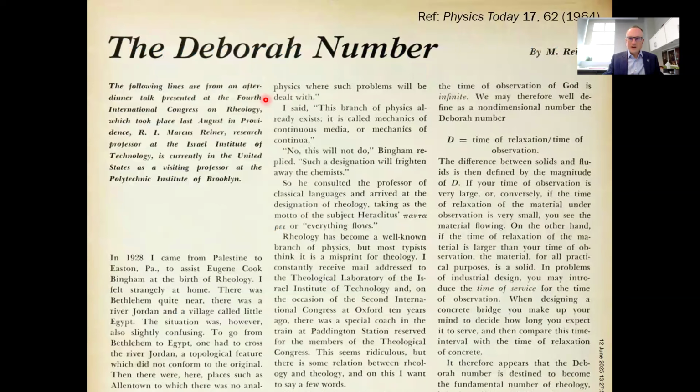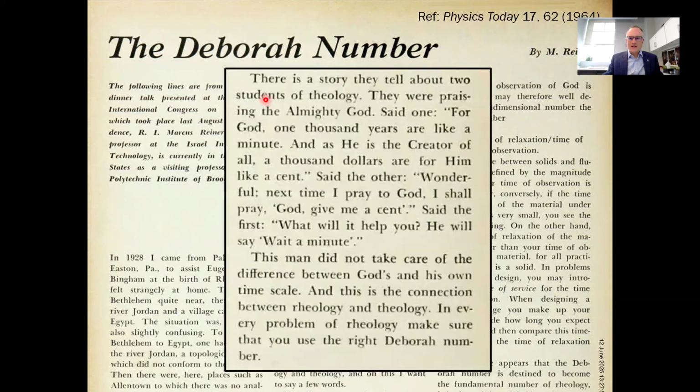So at the end, I'd like to point out that in Reiner's talk here in his paper, he not only had a nice joke at the beginning, but also at the end. So I would like to conclude with a final couple of paragraphs from Reiner's paper, where he writes, "There is a story they tell about two students of theology. They were praising the Almighty God. Said one, 'For God, 1,000 years are like a minute. And as he is the creator of all, $1,000 are for him like a cent.' Said the other, 'Wonderful. Next time I pray to God, I shall pray, God, give me a cent.'